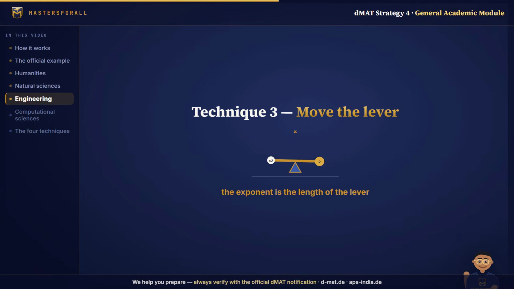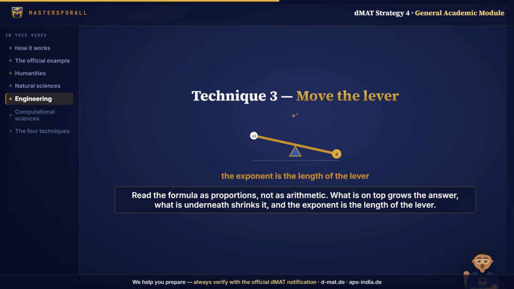Technique 3, move the lever. This is for every question with a formula in it. The rule, read the formula as proportions, not as arithmetic. What is on top grows the answer. What is underneath shrinks it, and the exponent is the length of the lever. And this is not a study tip, it is in the official document.